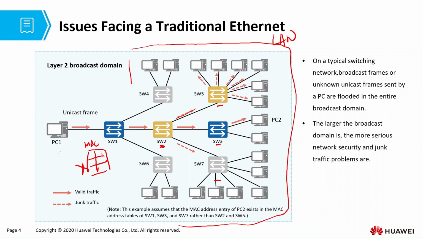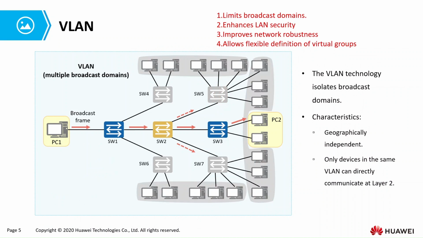But in the real world, basically only your PC 2 is here. Maybe you do not need to forward to switch 5. You do not need to forward to switch 7. You basically only need to forward to switch 3. So in order to reduce this issue, they introduced the idea called the virtual local area network, VLAN. In VLANs, they try to group all the PCs based on your application scenario and also the functionality.